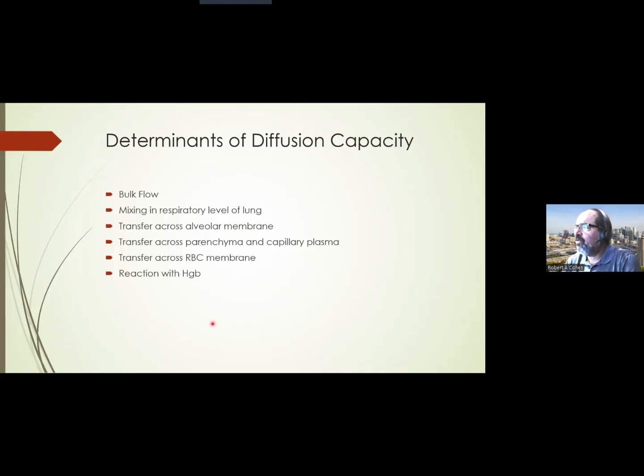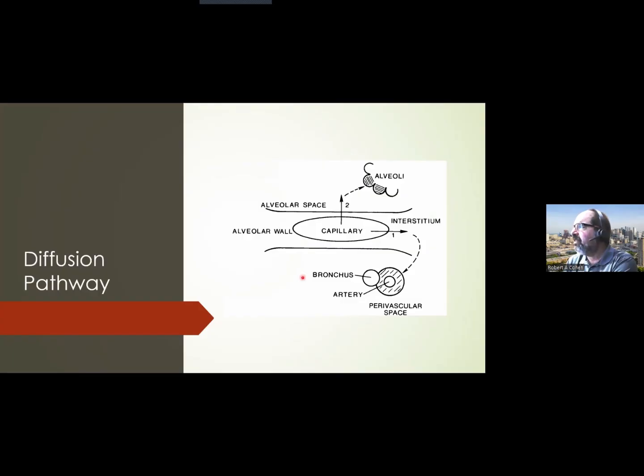Then it has to transfer across the capillary membranes and capillary plasma into the red blood cell, where it reacts and binds with hemoglobin relatively irreversibly for the purposes of this test, and then it's taken out of the pulmonary circulation. So you can see the test gas goes into the alveolus, crosses the alveolar capillary membrane into the capillary, where it's bound to hemoglobin and then removed from the lungs.